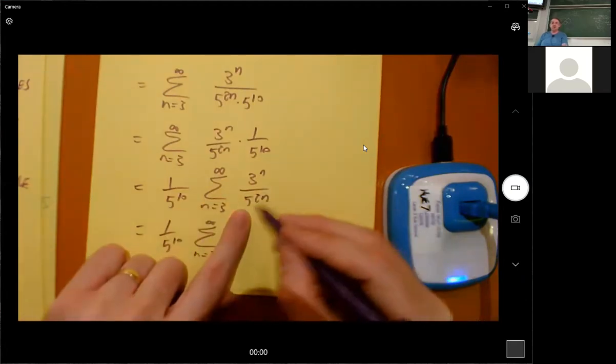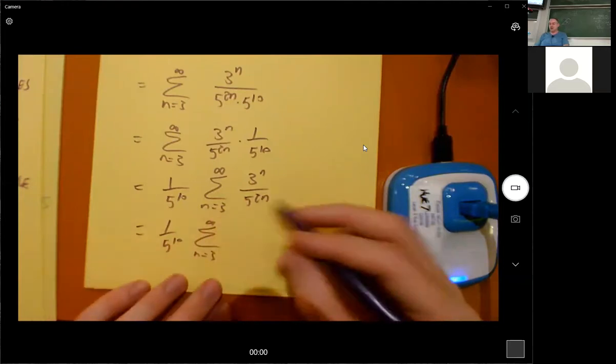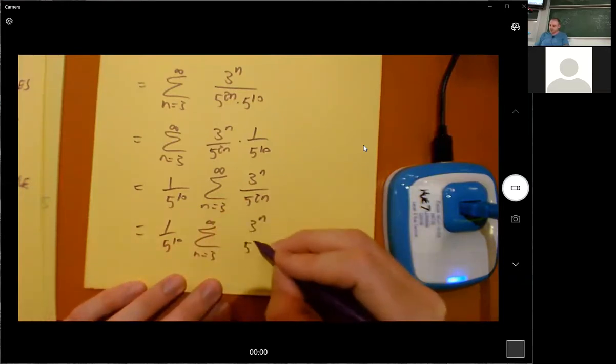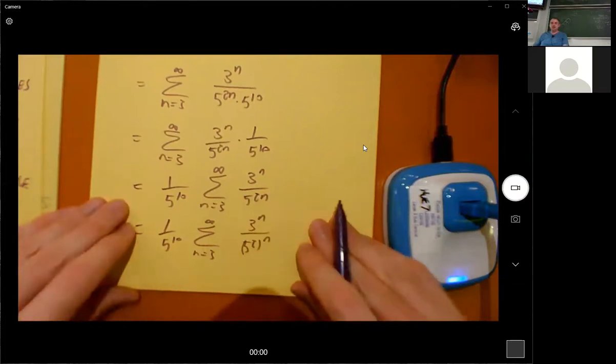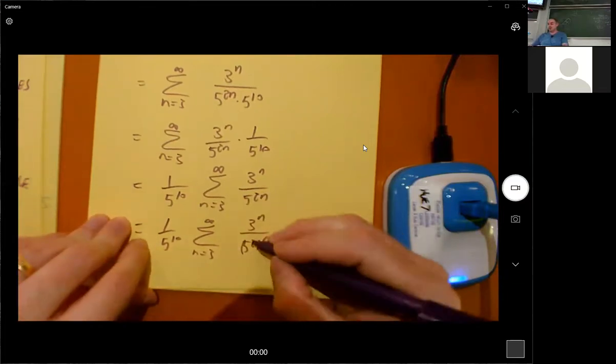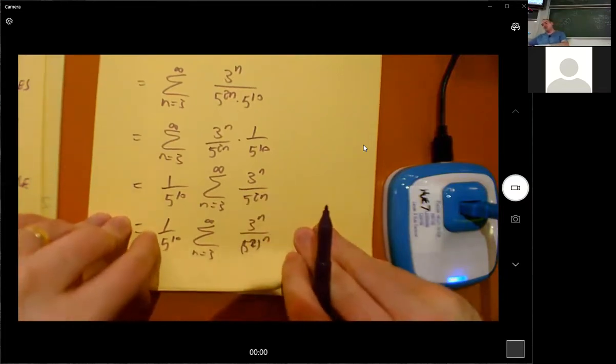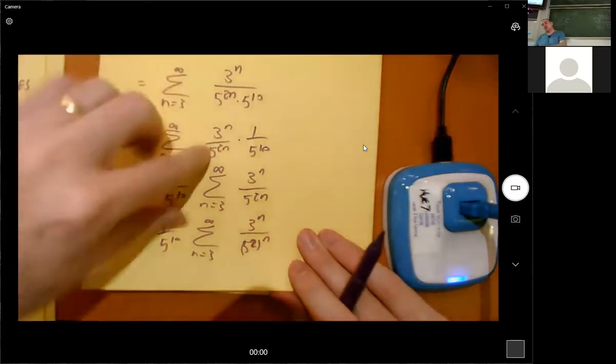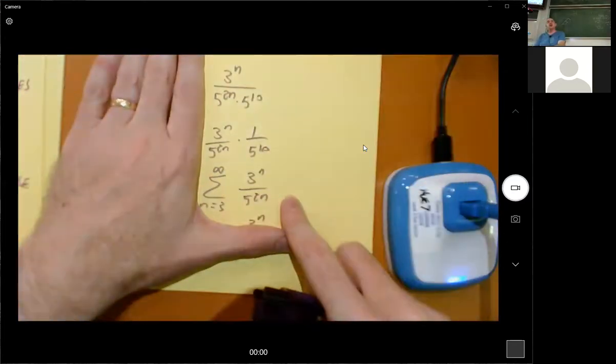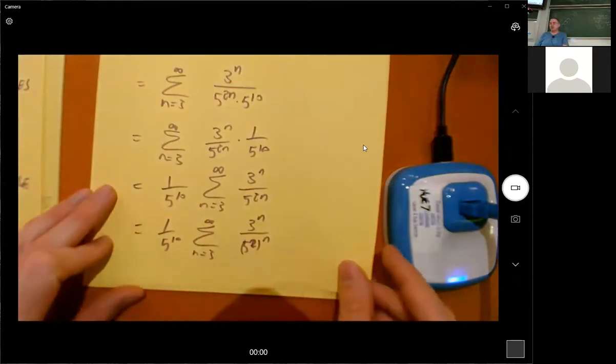And I notice that 5 to the 2n is the same as 5 to the n squared, or 5 squared to the n. I should have done this working out without the sum sign. I should have just done the algebra, shouldn't I? And then put it back in later so I wouldn't have to write a million sum signs. Oh well, too late now.